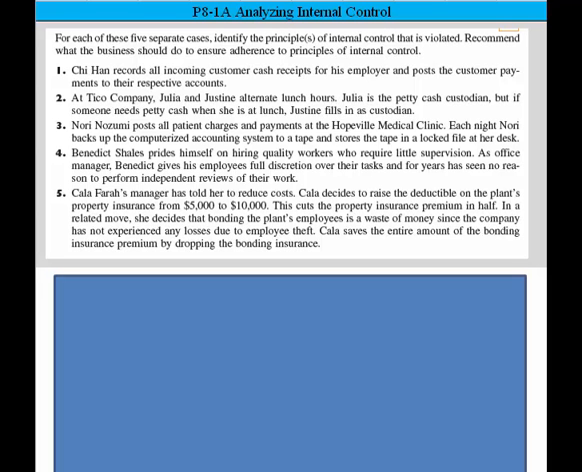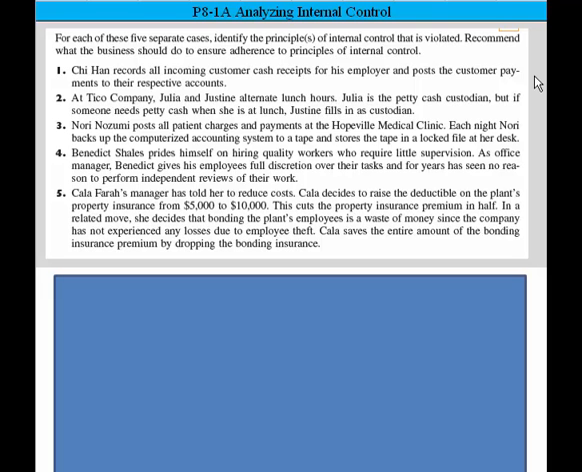Hi everyone. Let's take a look at problem 8-1a, which asks us to analyze internal controls. We have 5 separate cases that appear on the screen. We need to identify the principles of internal controls that are violated, and then we need to recommend what the business should do to ensure adherence to principles of internal control. Okay, let's concentrate on number 1, which appears to the left of my mouse.